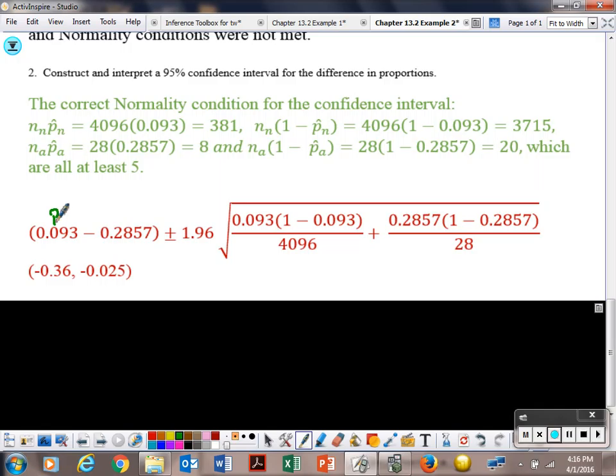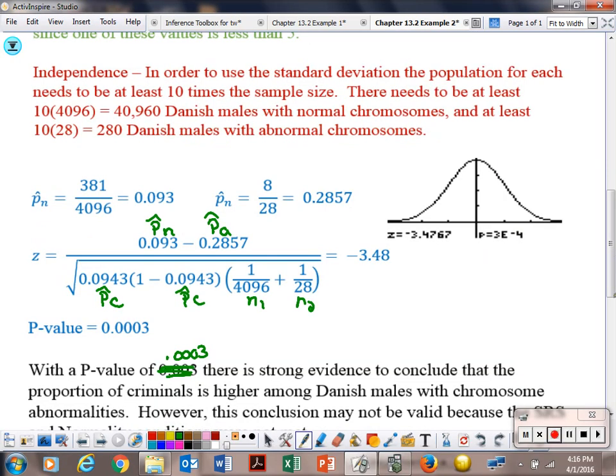Okay, p hat sub a, p hat sub n, times its complement, p hat sub a times its complement, all over its sample size and over its sample size. And this is the confidence interval we get. Okay, you need to wrap this up. My time is almost up.